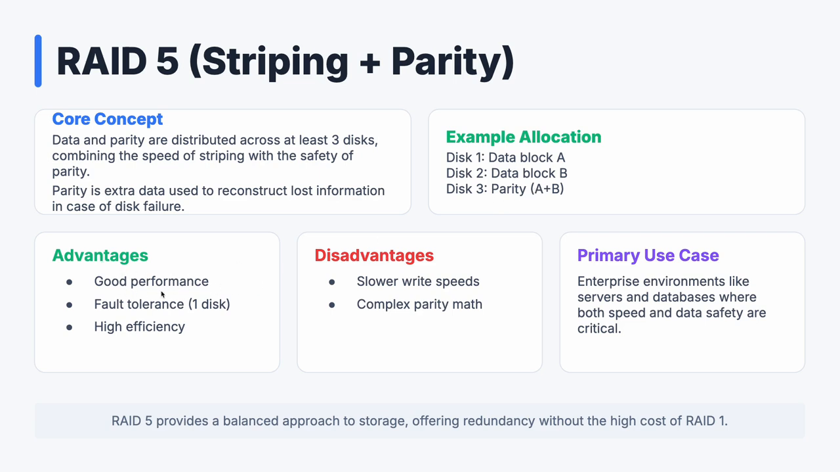Advantages are good performance, fault tolerance and high efficiency, as over here we are not mirroring the exact data, but rather we are only storing parity data. Primary use case, enterprise environments like servers and databases, where speed and data are critical. RAID 5 is a balanced approach for storage, offering redundancy without the higher cost of RAID 1. On RAID 1 we had higher cost because we were mirroring the exact data.